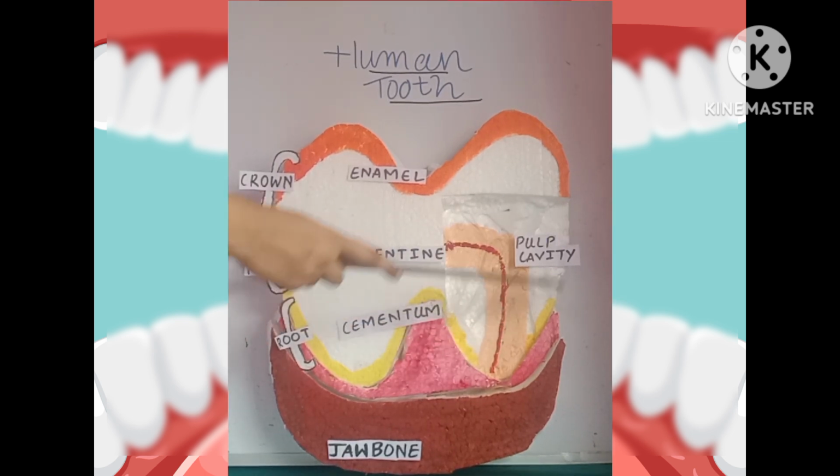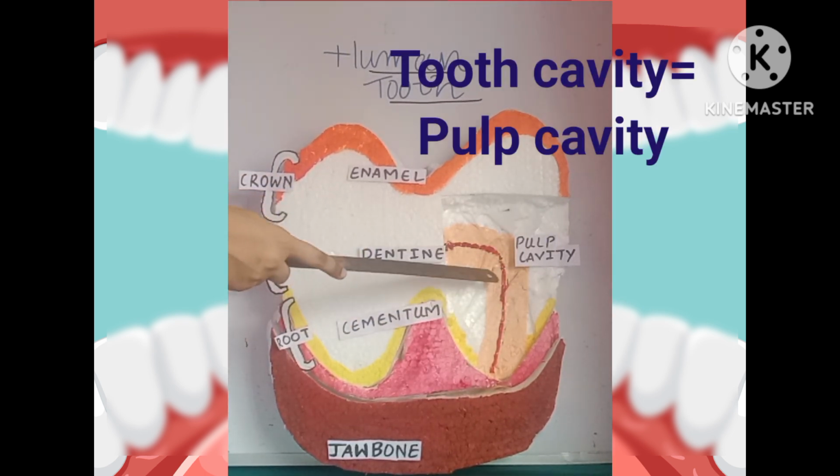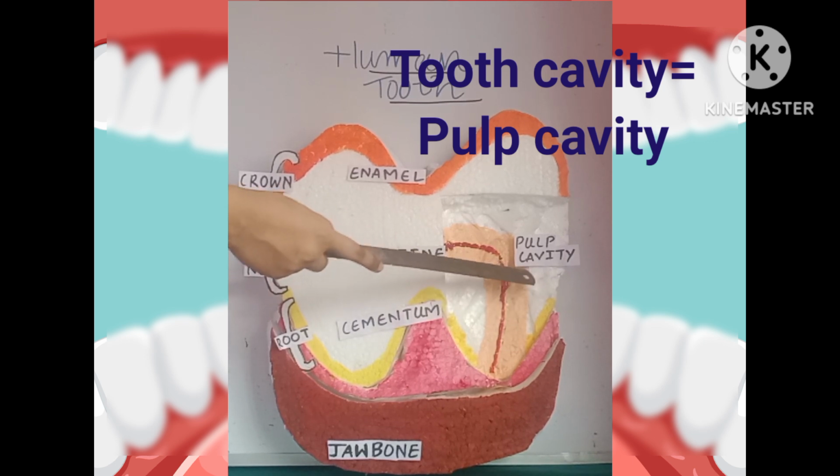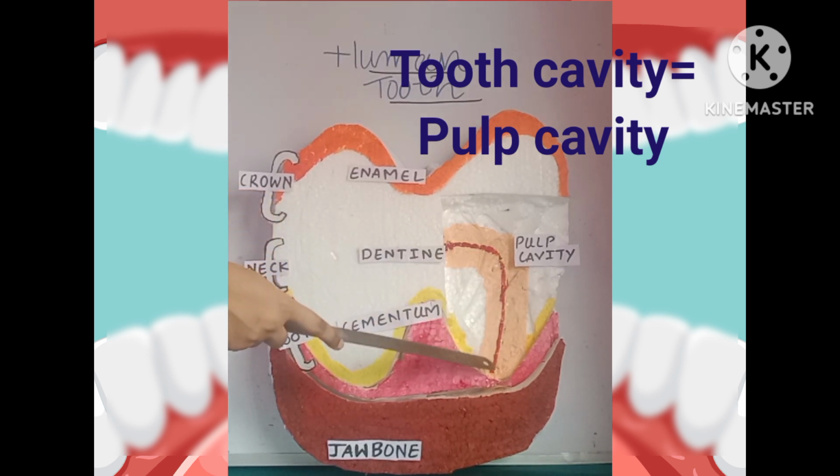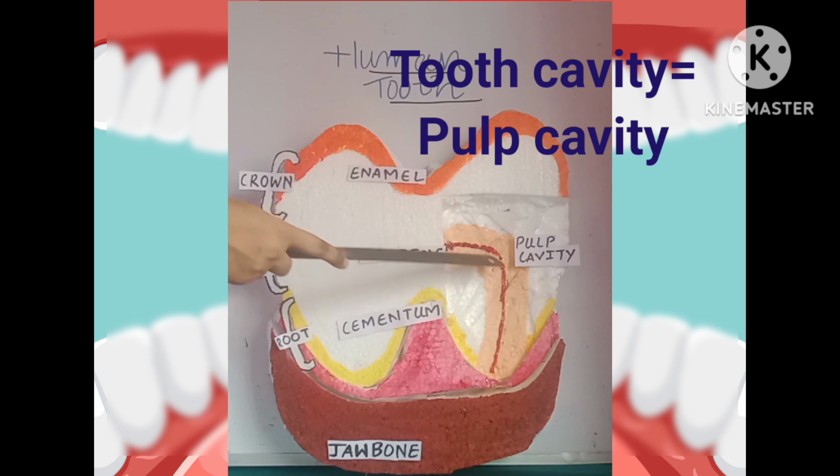Inside the tooth, we have the tooth cavity called the pulp cavity. All of the blood vessels inside the tooth travel through this tooth cavity or pulp cavity.